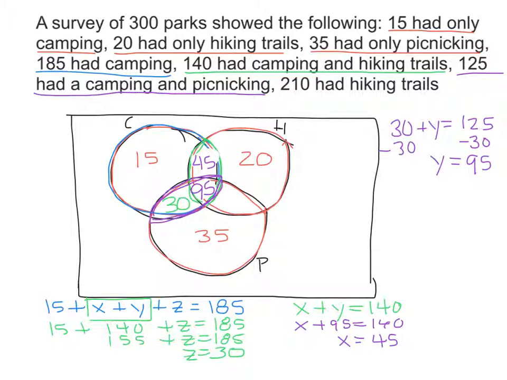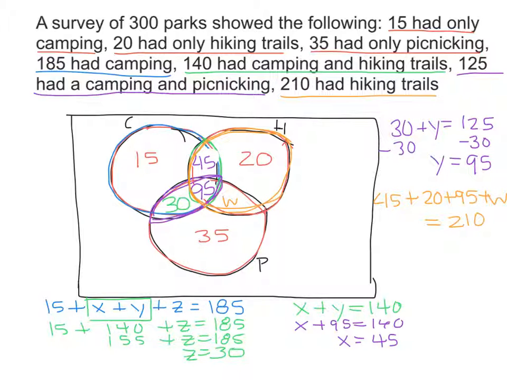Okay, last clue. Last clue says 210 had hiking trails. So that means if you take the entire hiking bubble, that the entire hiking bubble should add up to be 210. So if you take 45 and 20 and 95 and that unknown bubble, which I'm just going to call W, those should all add up to be 210.